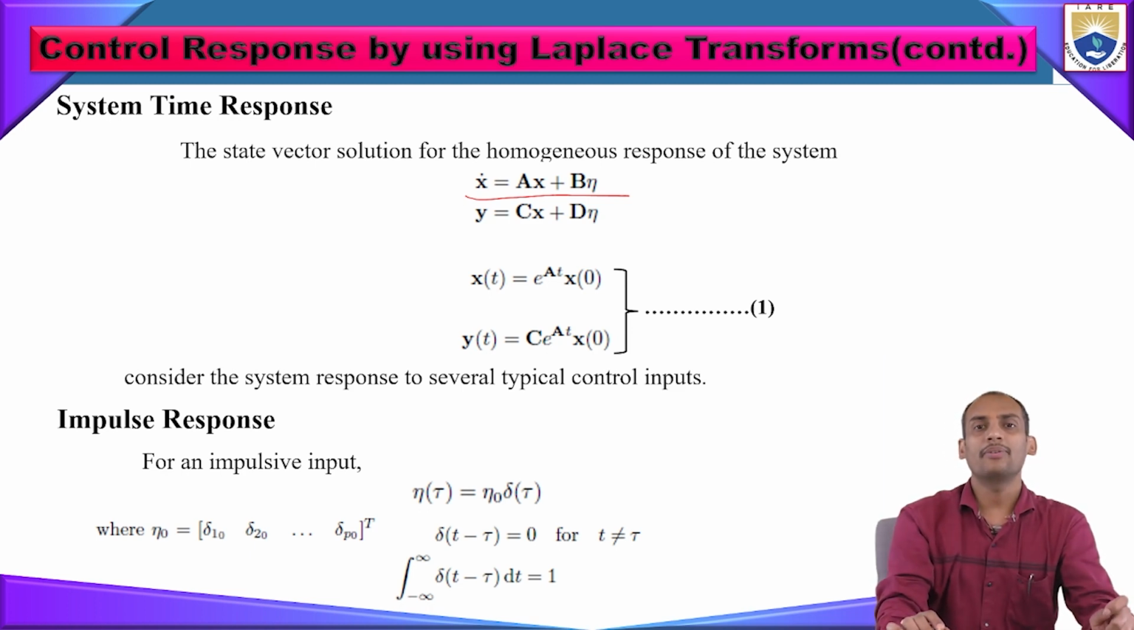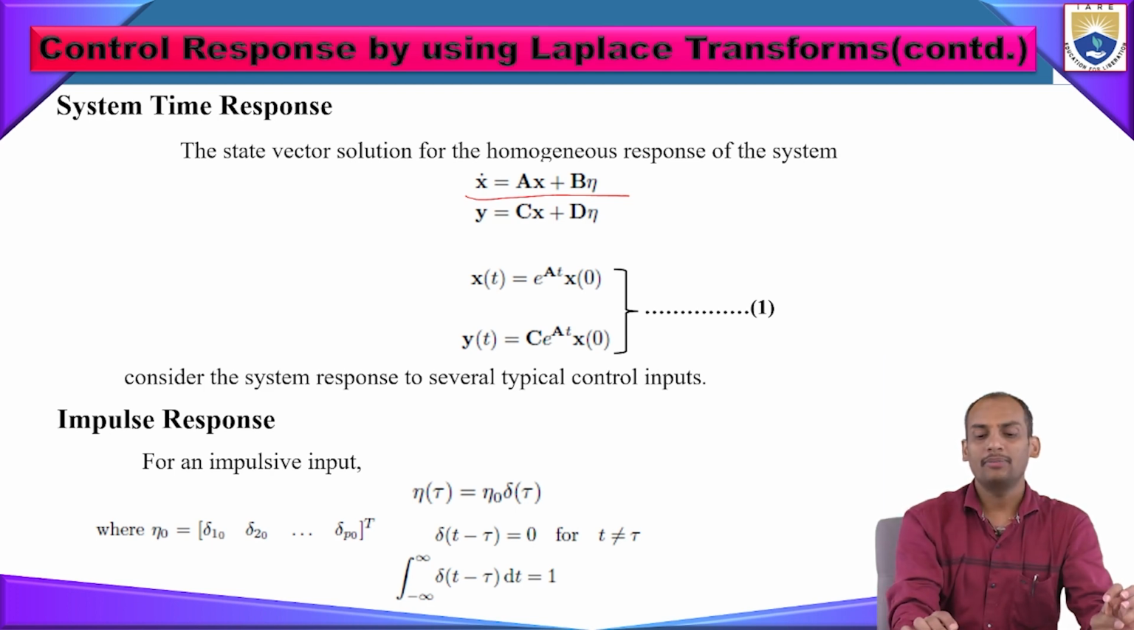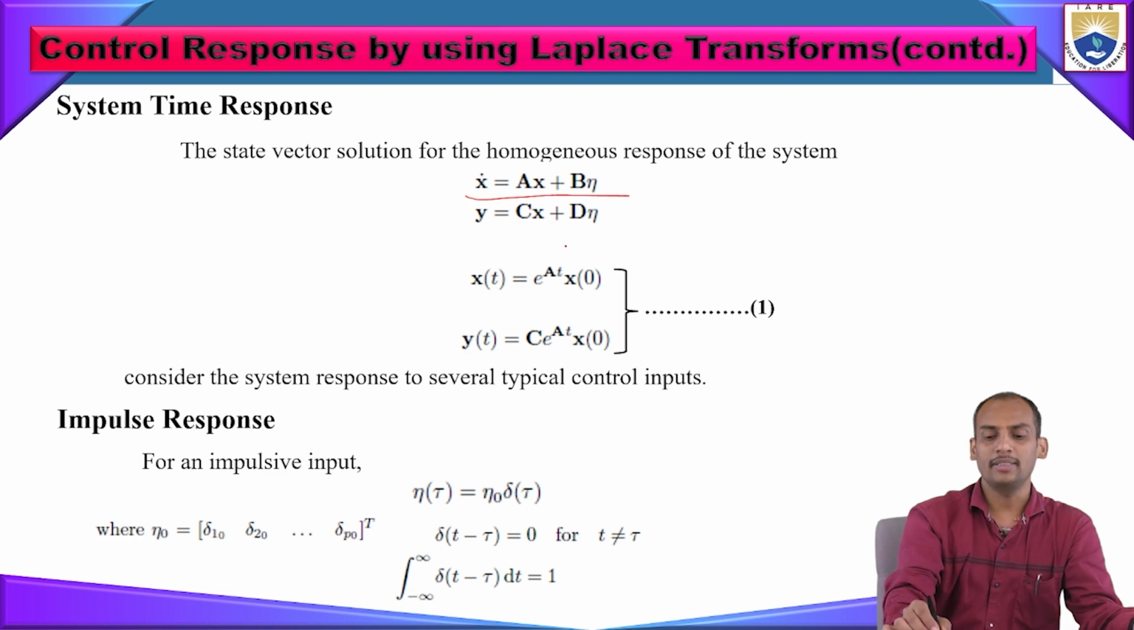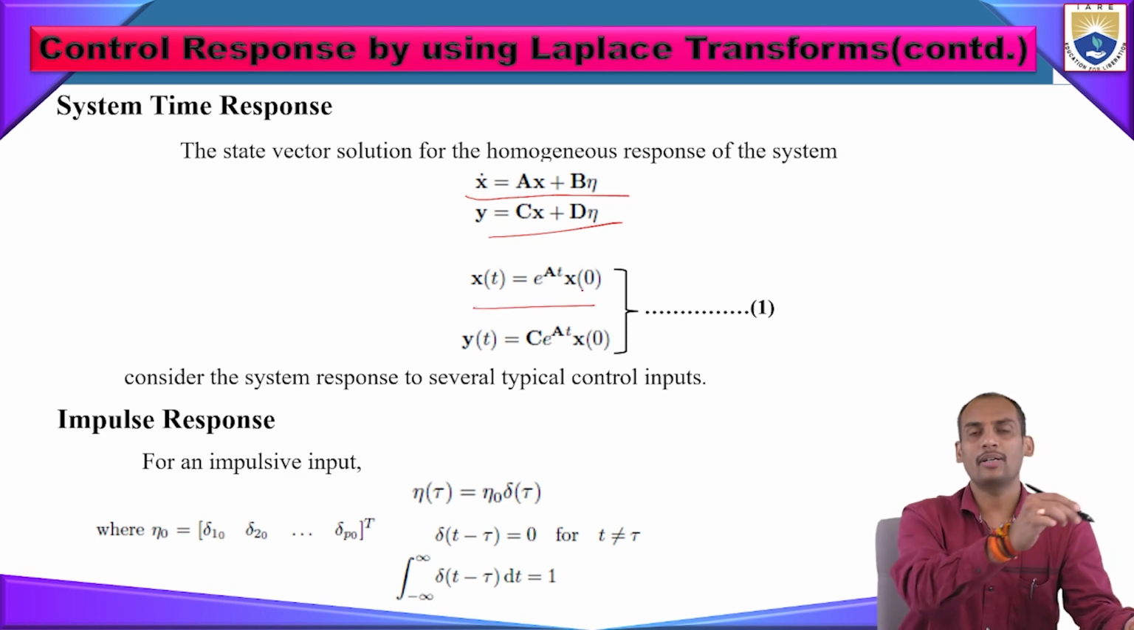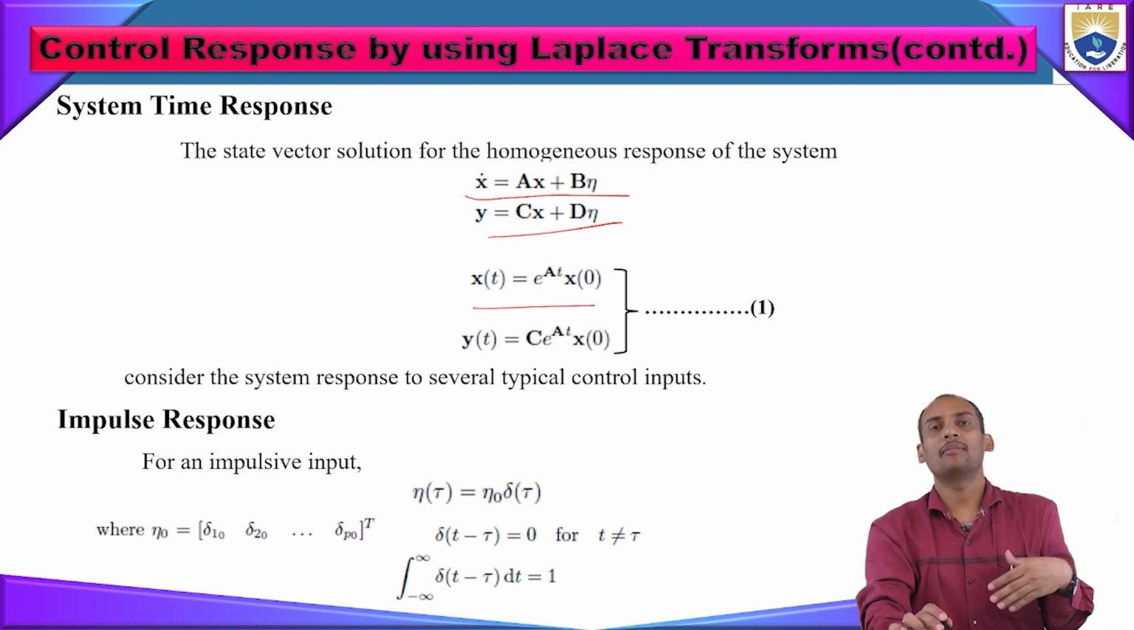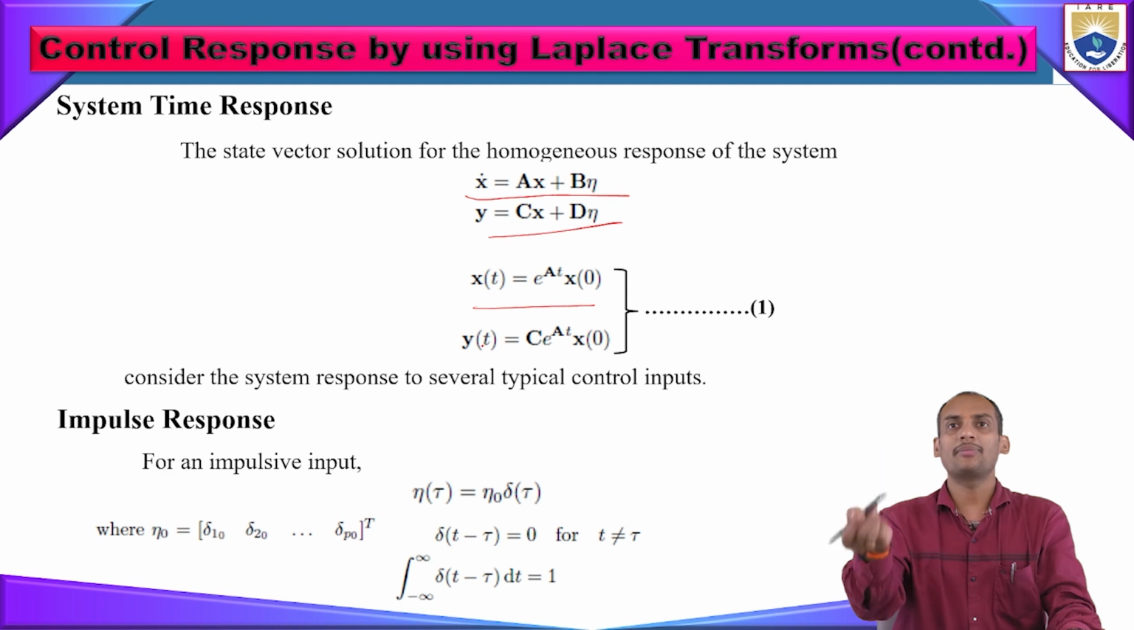Suppose one equation is formed like this. The linear equation we have written is x dot equal to Ax plus B eta, and y we can write as Cx plus D eta. If you assume functions like that, then for this, the time marching functions we have already written with the convolution theorem. In terms of exponential, we have e power At into x of 0, then y of t will be C into e power At into x of 0. So here the system response is the system response for several control inputs.